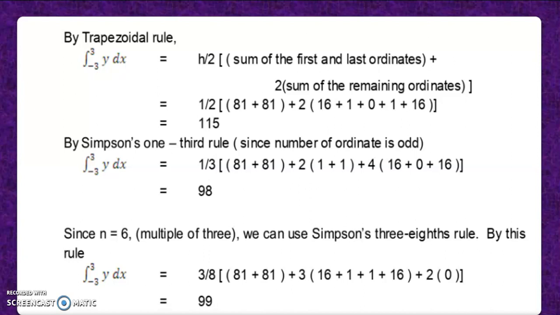Since n is 6, a multiple of 3, we can apply Simpson's 3 by 8 rule. By this rule, integration from minus 3 to 3 y dx is equal to 3 by 8, because h is already 1, so 3 by 8 into the sum of the first and last ordinates, 81 plus 81, plus 3 into the remaining ordinates plus 2 into the respective values. So the total answer is 99.